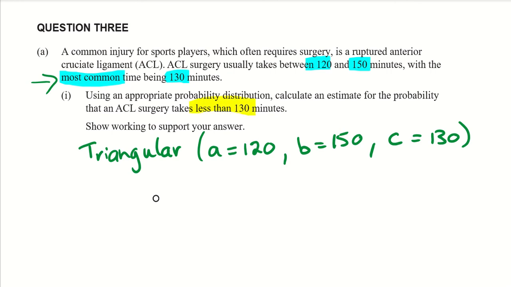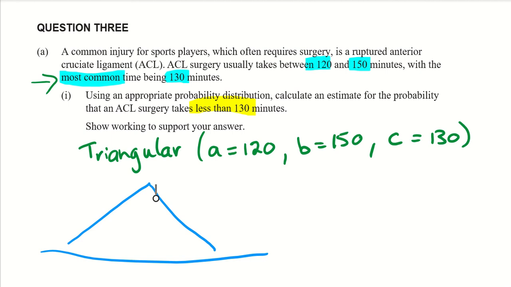So I want to draw myself a triangular distribution. Okay, and so we know the minimum time here is at 120, the maximum time here is at 150, and my most common time is at 130. And we've been asked to find the probability it takes less than 130 minutes. So I want to find this area here.